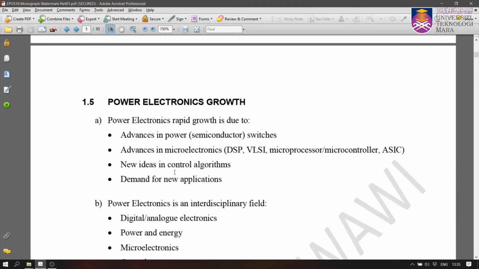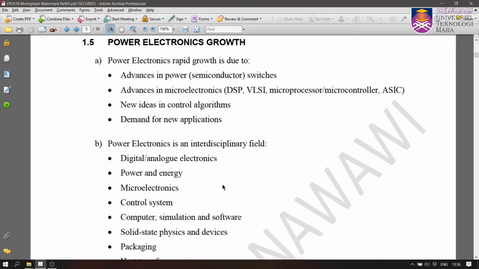What happens in the power electronics world? We have advances in power semiconductor devices. There are actually new emerging devices, but we're not going to cover that. There are many more new devices coming up, which offer high power capability with low power loss. New ideas and control algorithms, demand for new applications, and of course, power electronics is an interdisciplinary field. It integrates many disciplines.